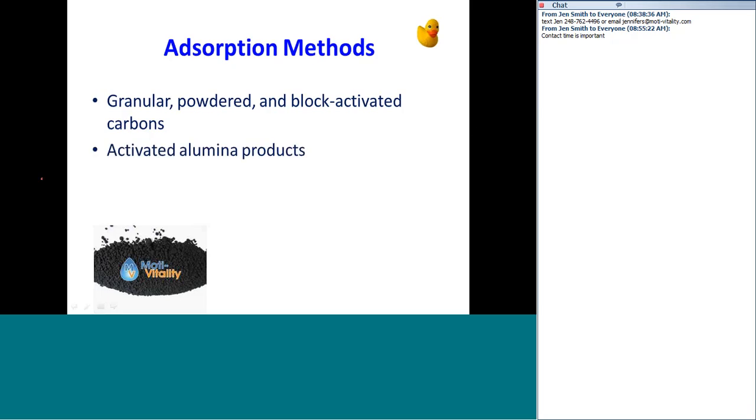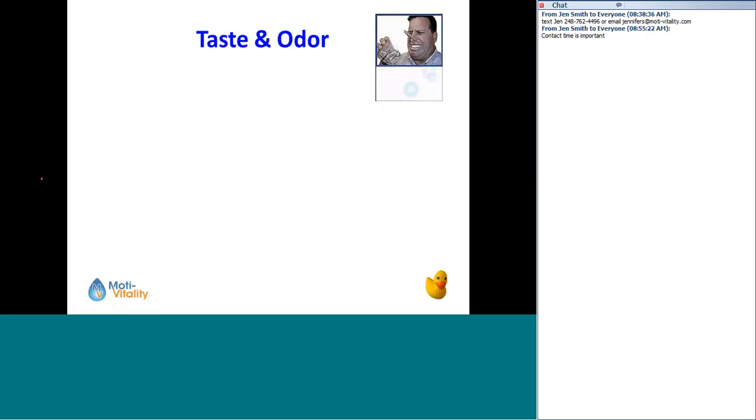You have activated alumina products, which is also an absorptive media, and some ion exchange resins will have adsorption as part of their process. Also, dissimilar metal alloy materials. Some of these will have silver in them, which helps with that as well. So that also is bacteriostatic. It will not remove the bacteria, but kill the bacteria. These are used for taste and odor.